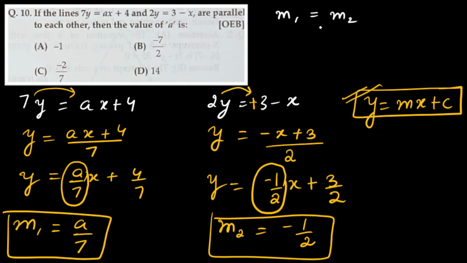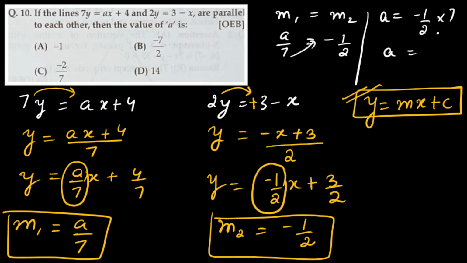m1 is equal to m2. m1 is a by 7. m2 is minus 1 by 2. A's value we have to find. Let's shift 7 to the other side. When I'm shifting 7 to the other side, it will get multiplied. So a is equal to minus 1 by 2 into 7. See, 7 means 7 by 1. Don't get confused and multiply both with 7. So minus 1 into 7 is minus 7, by 2 into 1 is 2. So a is equal to minus 7 by 2.